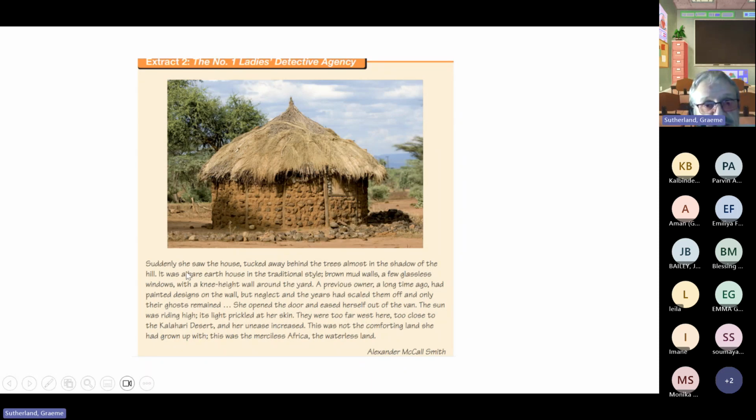So here we see what she sees. The house tucked away behind the trees, almost in the shadow of the hill. Yes, the bare earth house in the traditional style. So as you were saying, there's a history. This is not just a house, it's in a traditional style. It connects to the history of the place. We hear about the previous owner a long time ago. So the person who built and looked after the house is long gone. It's deserted.